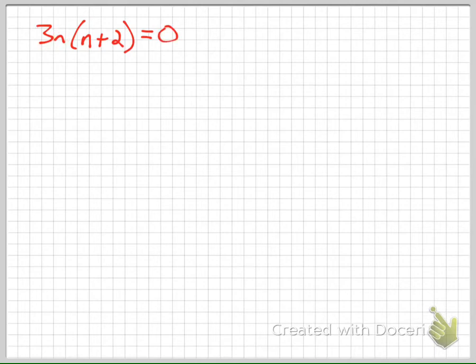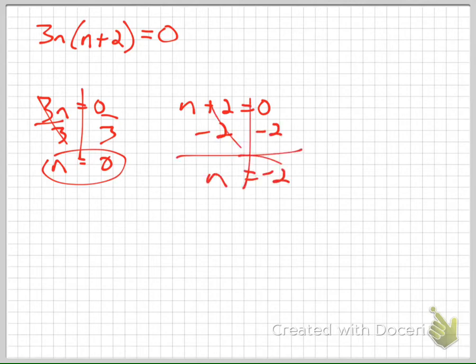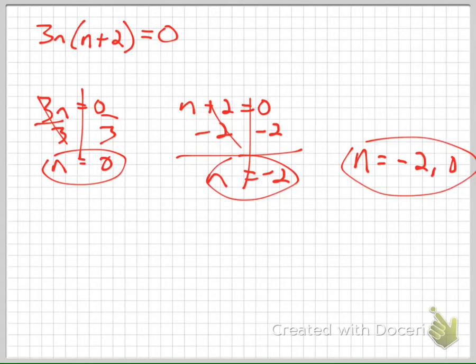So anyway, here we go. This is what you do. You go 3n equals 0 and n plus 2 equals 0. 3n equals 0, divide by 3, n equals 0. There's one of them. And then minus 2, n equals negative 2. So there they are. n equals 0 or negative 2. Right, it would be the other way around. You're right. Negative 2 and 0. Correct. Does that make sense? Okay.